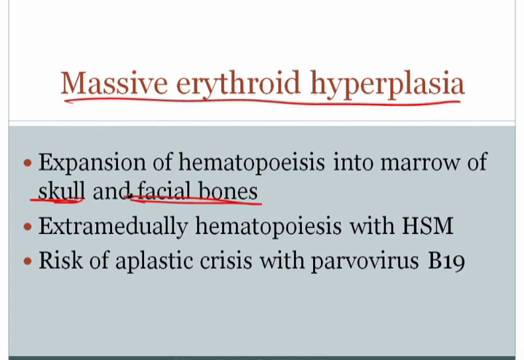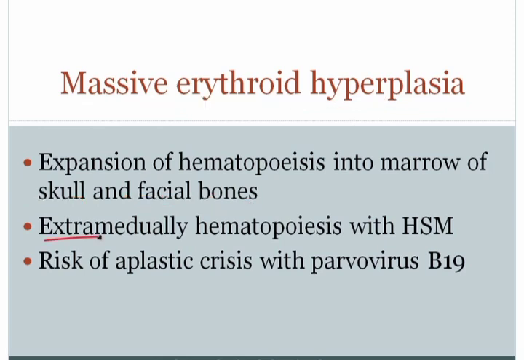What will also occur is that these patients will get extramedullary hematopoiesis, so that the liver and spleen will also begin to produce red blood cells. Obviously, that would be extramedullary, and that's going to result in hepatosplenomegaly. Another complication that can be seen in these patients is a risk of aplastic crisis with parvovirus B19 infection.